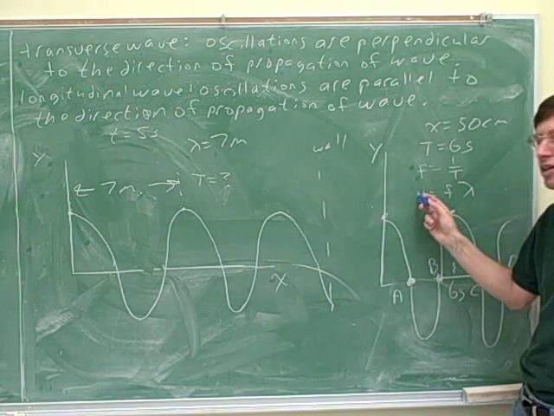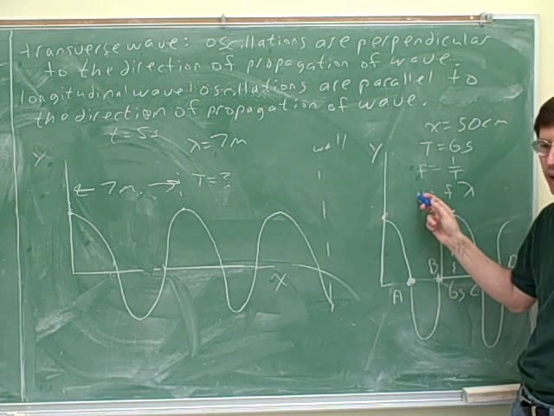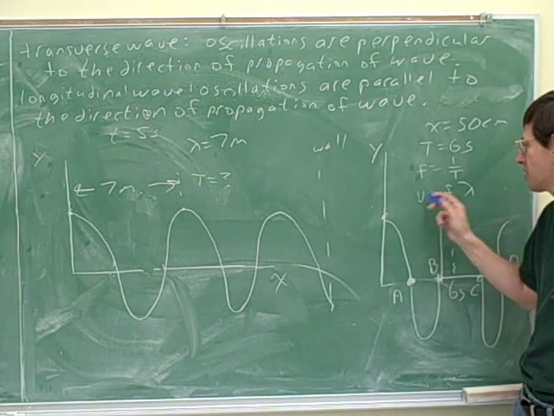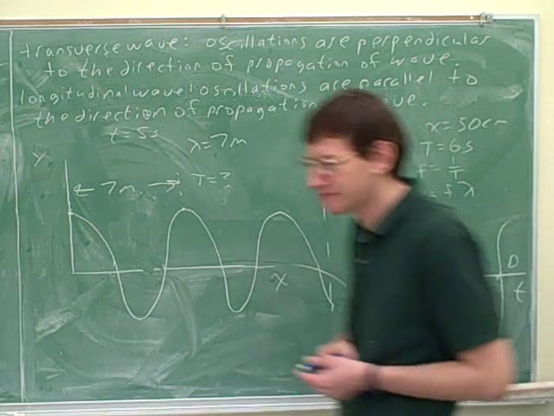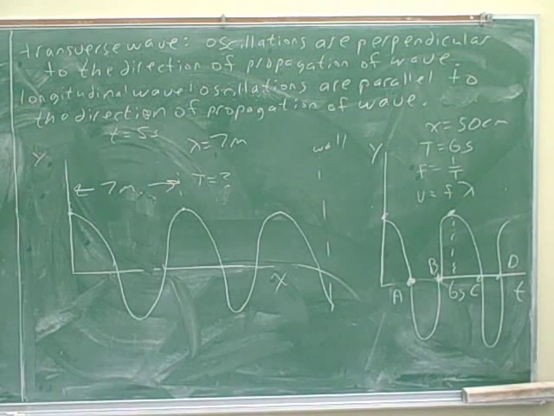Whereas this actually tells us in meters per second. It tells us how many meters that wave actually propagates. That's a good way to think about the distinction between them. Okay. Any questions about that stuff?